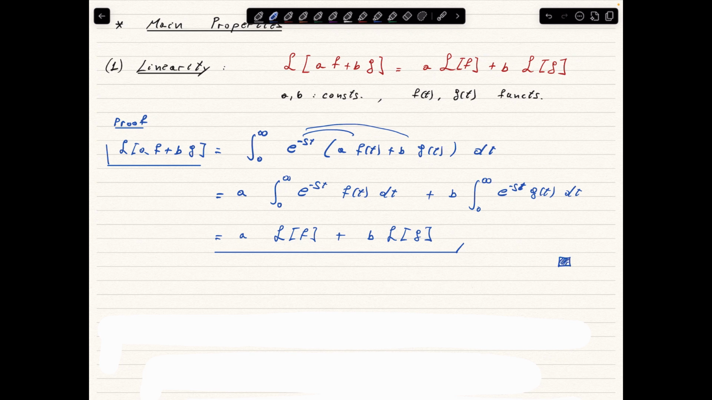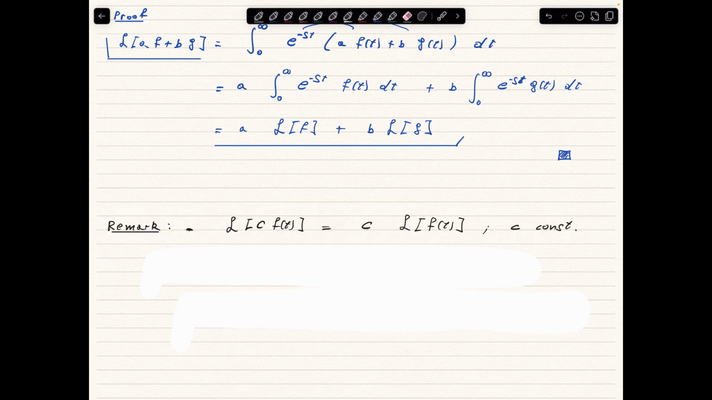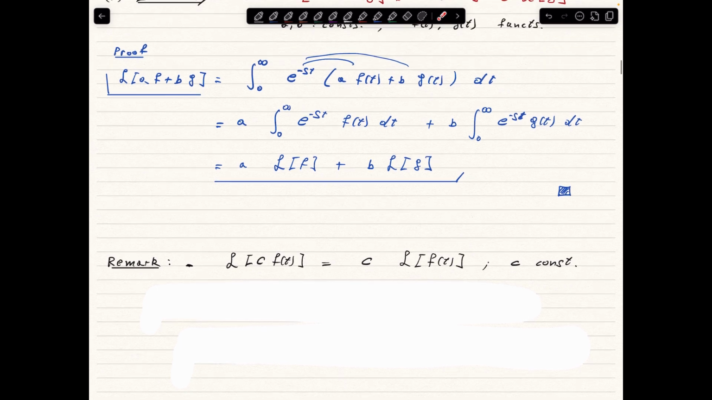But there are a few remarks, because it's very easy to get confused and to say things that are not true. What is true is that a particular case is when b is 0. So when b is 0, this is not there, and then when we have a constant, the constant goes outside. Okay, this is what we say here.